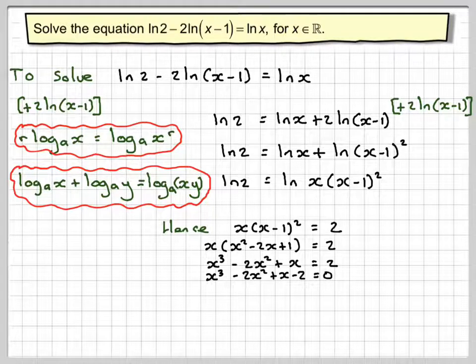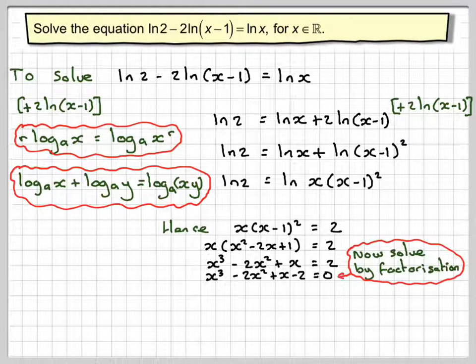Now you need to solve this cubic equation. So what you need to do is try values of x so that this is equal to 0 to start it off, using the factor theorem. So now we're going to solve this by factorization. If we're going to try x is equal to 2, normally you try x is equal to 1, minus 1, 2, minus 2, but none of those work, but x is equal to 2 does work.